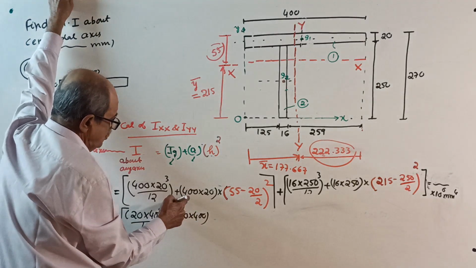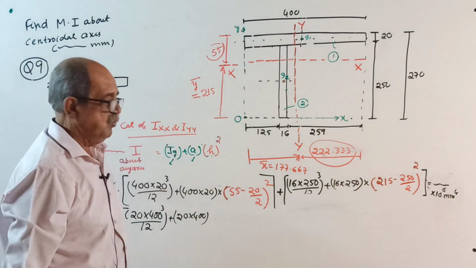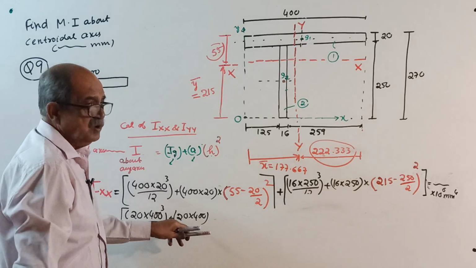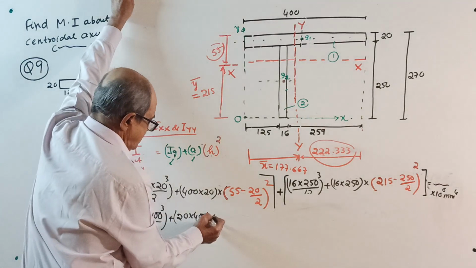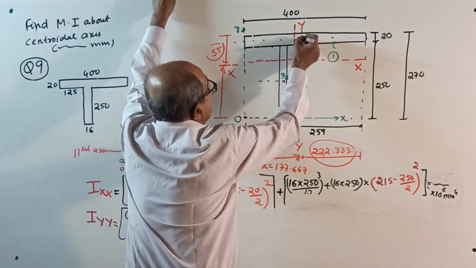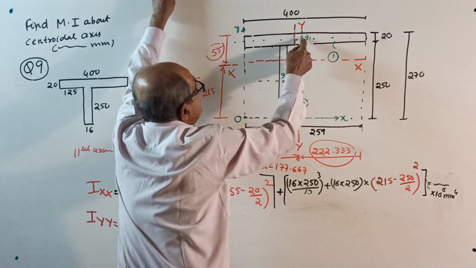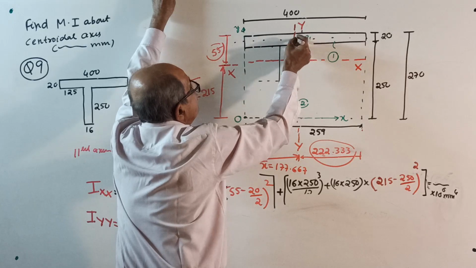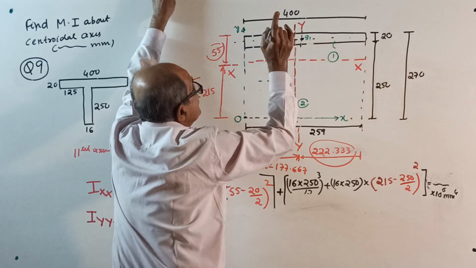Some will tell, sir, there you wrote 400 by 20, rectangle. What way I write here? Usually same way I write here. Into the distance from centroid to yy axis, see, this distance square. That distance square, two options are there.